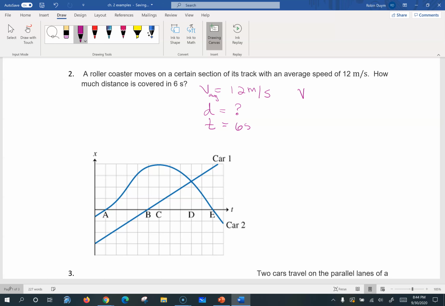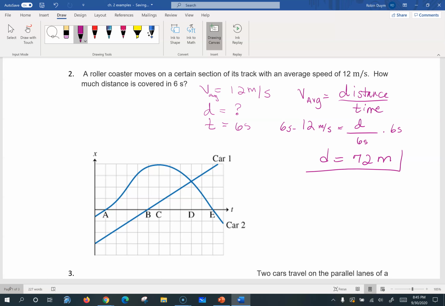So start out with your equation. V average equals distance over time. Now you can either just solve right now for distance, or you could plug your numbers in. If we did 12 meters per second is D for distance over 6 seconds, we know we would multiply both sides by 6. So that means the distance covered would be 72 meters.